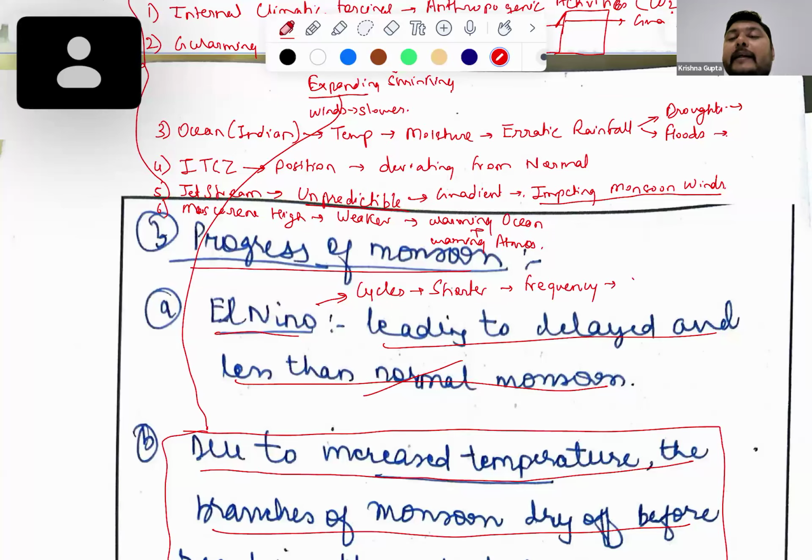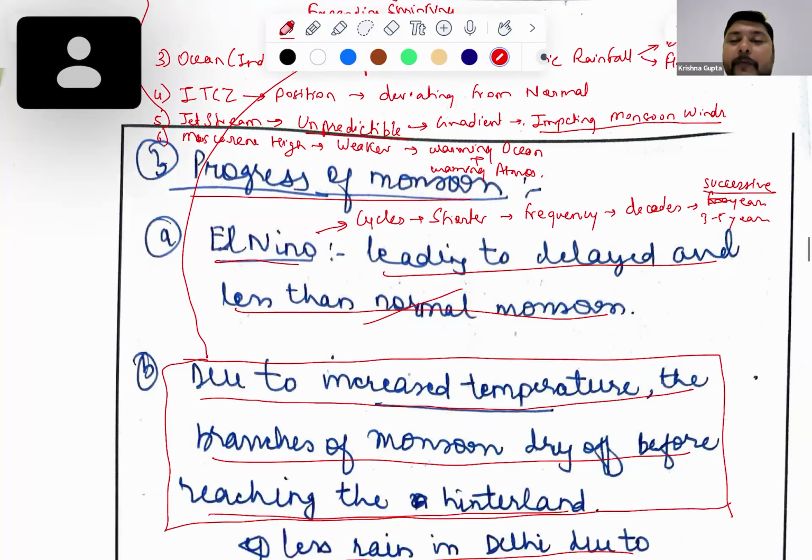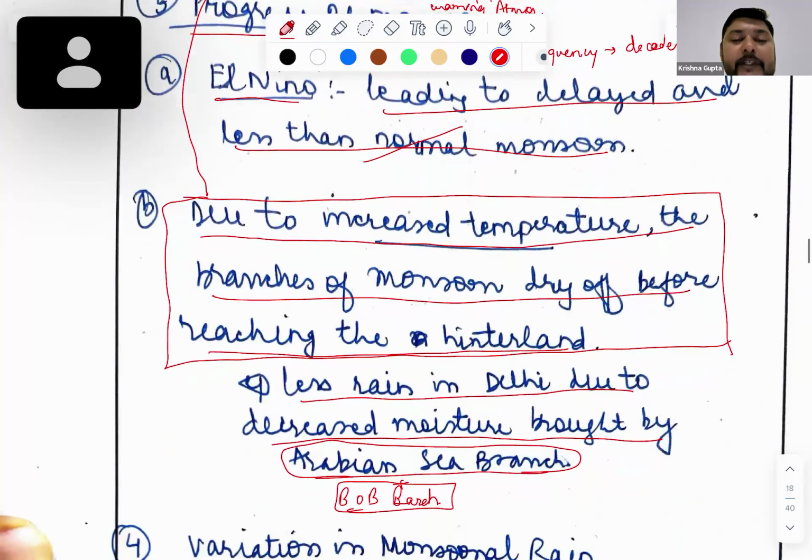Its frequency, which used to be in decades, has now become almost frequent. It has started occurring every 3 to 5 years. It used to be 7 to 9 years. So this we can add with respect to the cycle of El Nino, which is impacted because of climate change.